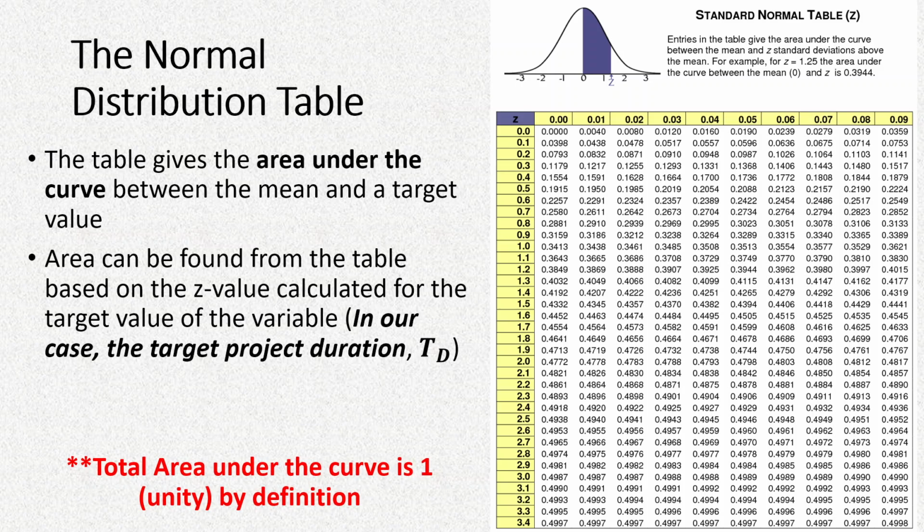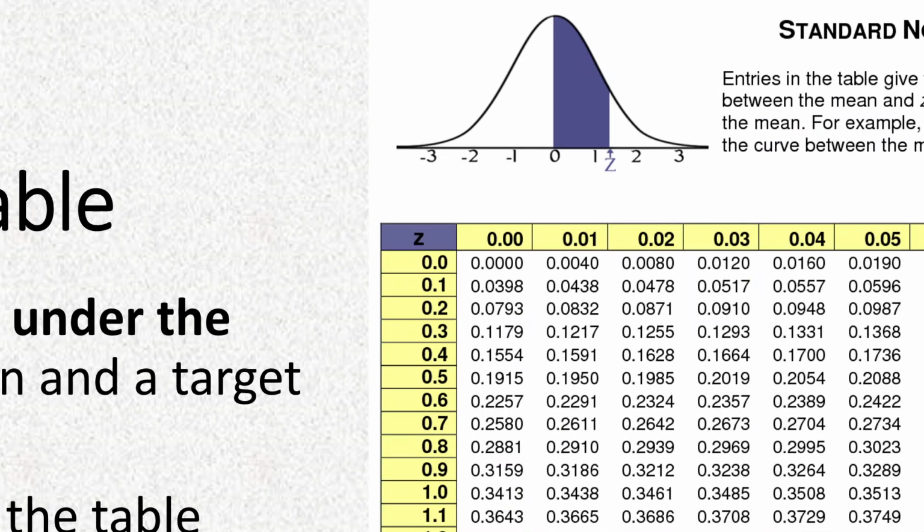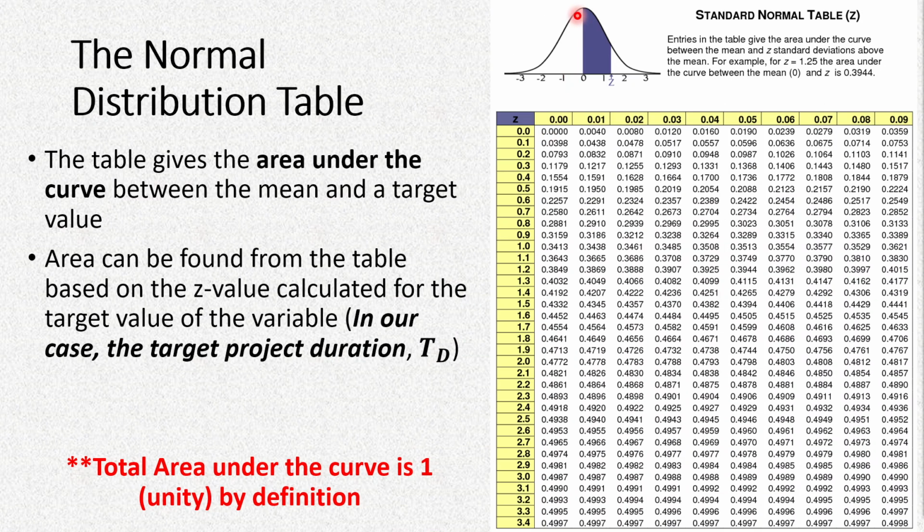Now remember one thing, that the total area under the curve is unity by definition, and that's why up to the mean, that means if you see, the half of this will be this half, the first half will be 50%, and the second half will also be 50%, and from this table what we'll get is only this area. So let's see how we can find out the values.